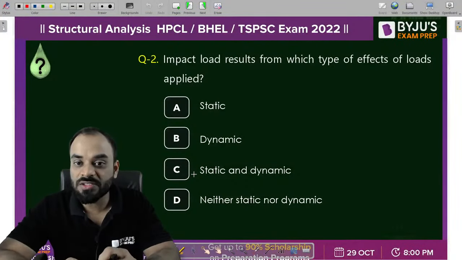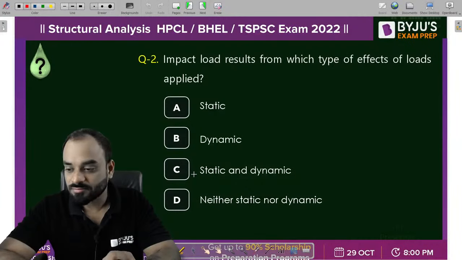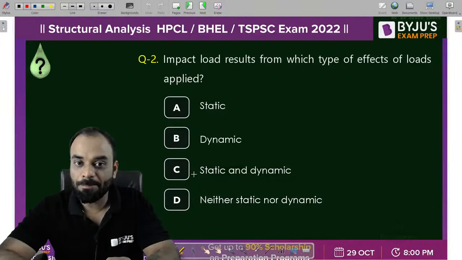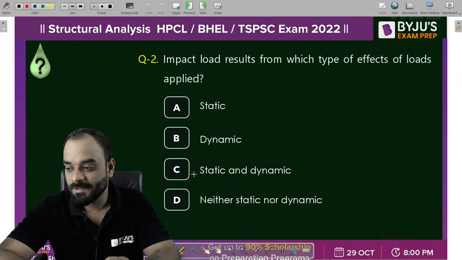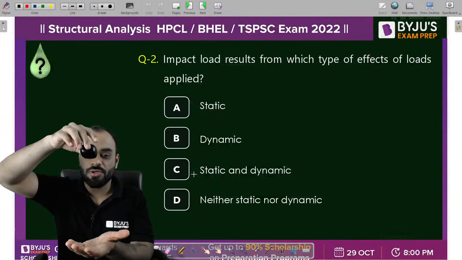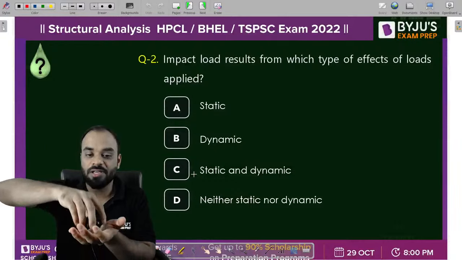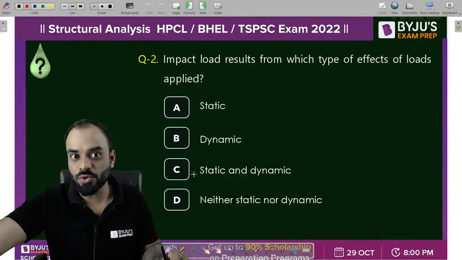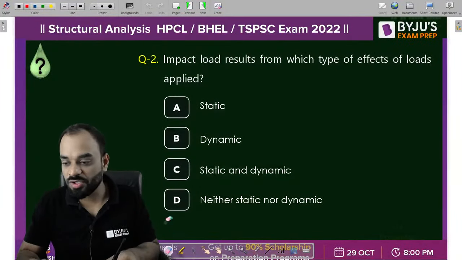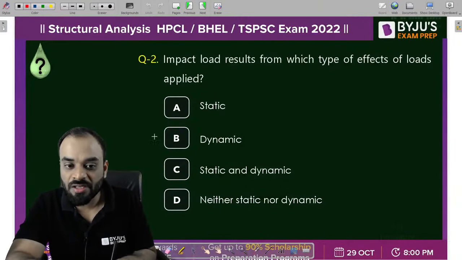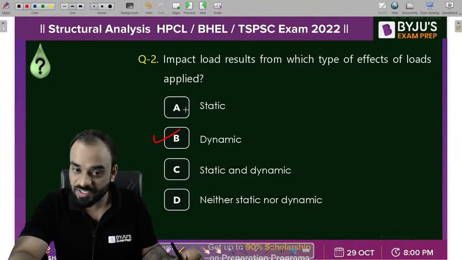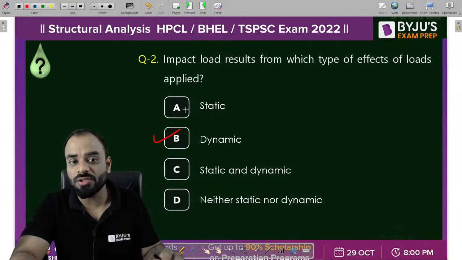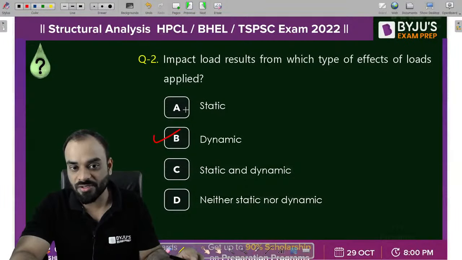Impact load results from which type of effect of load applied? Impact load. B, dynamic or static? Guys, impact means what? If you drop a load on a structure, then it is a dynamic condition. That particular object is trying to accelerate. That means that particular object is having certain acceleration, due to which the impact is done. So which particular condition is correct? Definitely it should be dynamic, not a static one. Sudden load is a different thing and impact load is a different thing, right?